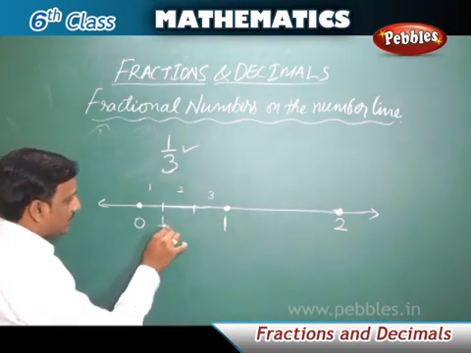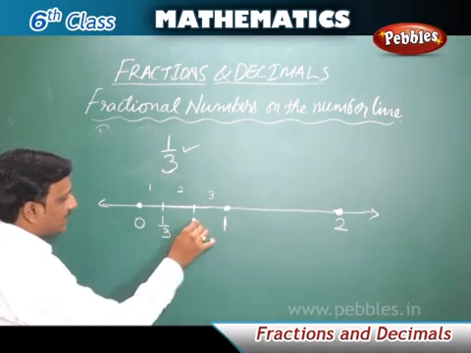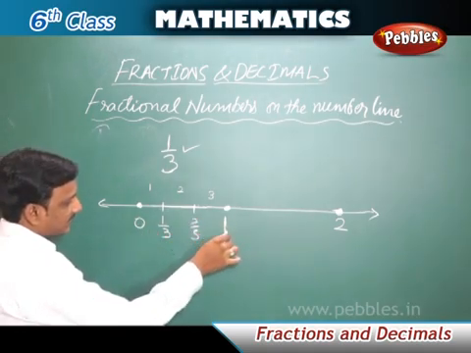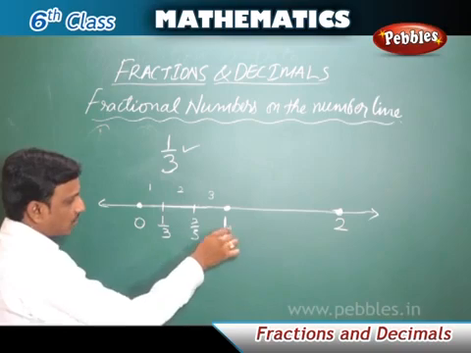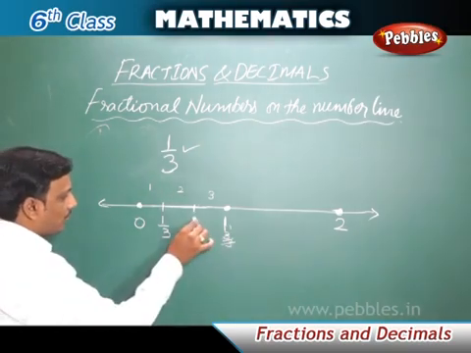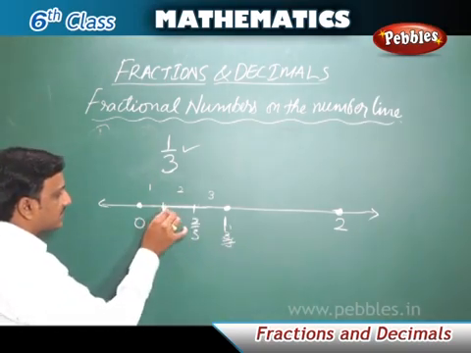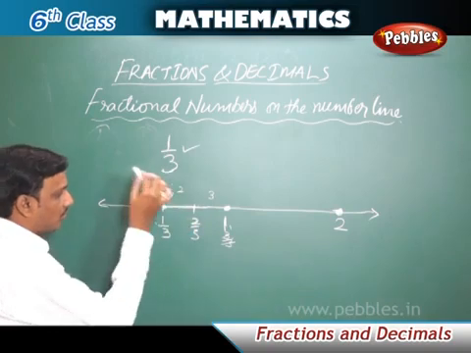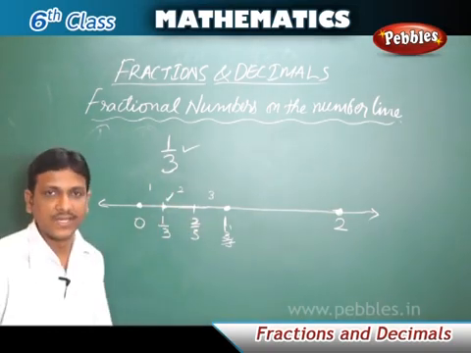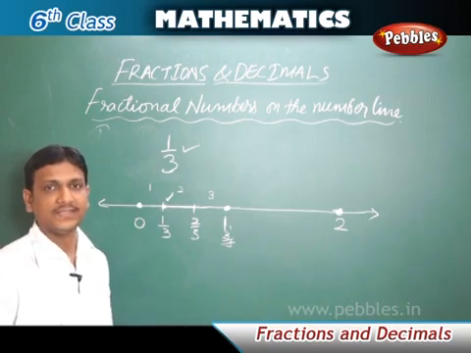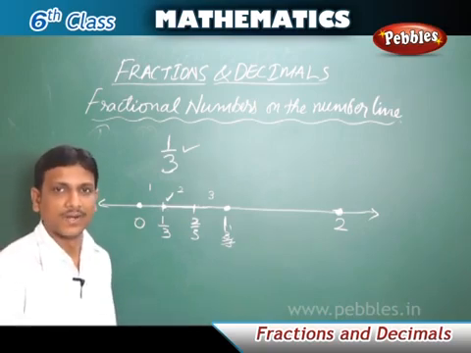So here we write 1 by 3. And here we write 2 by 3. This is 3 by 3, means 1. So this is 1 by 3. In this way, we can mark even fractions on a number line.